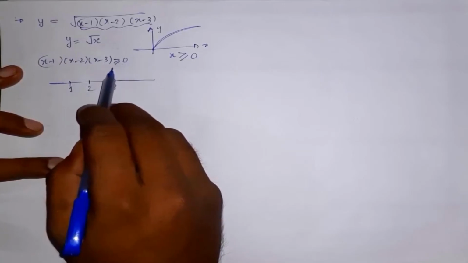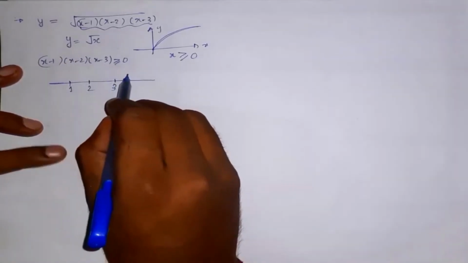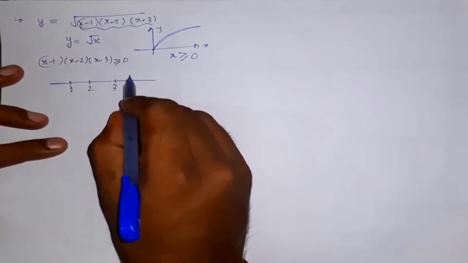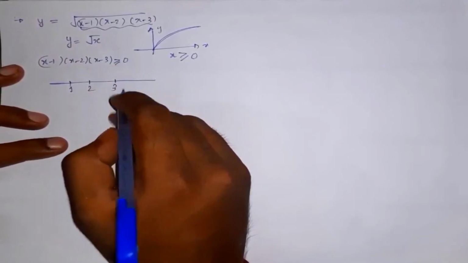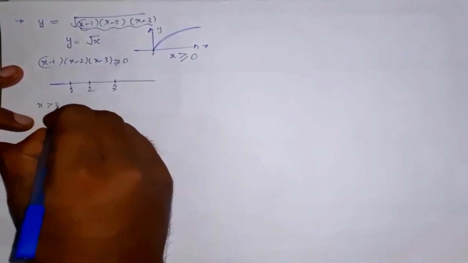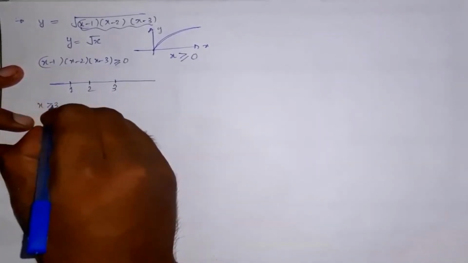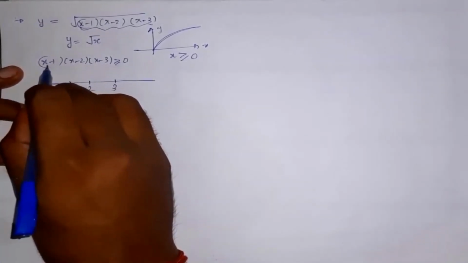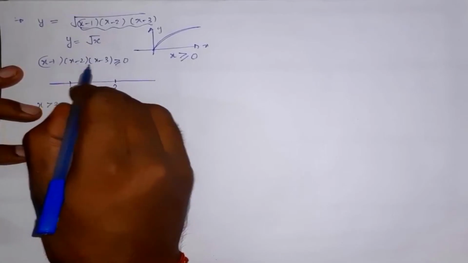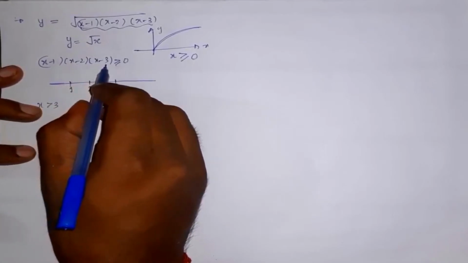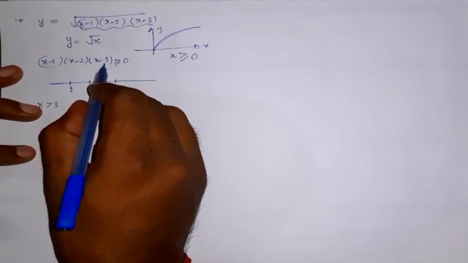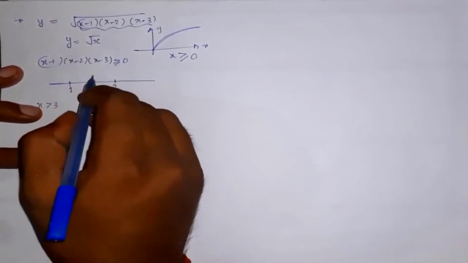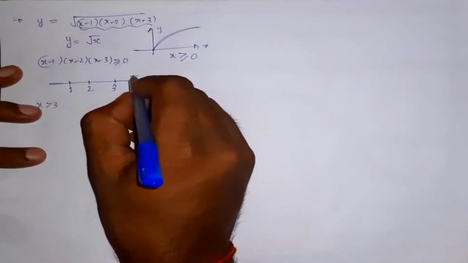So we will check for the rightmost region whether it is positive or negative. If we are taking x greater than 3, what will happen? This factor will be positive. If we are taking x greater than 3, this will also be positive, and this will also be positive. So overall all the factors will be positive. So I can say this region will be positive.